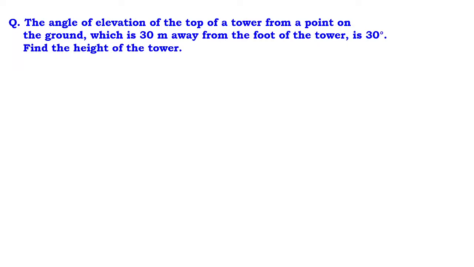The angle of elevation of the top of a tower from a point on the ground which is 30 meters away from the foot of the tower is 30 degrees. Find the height of the tower. Easy. Yes, very good.